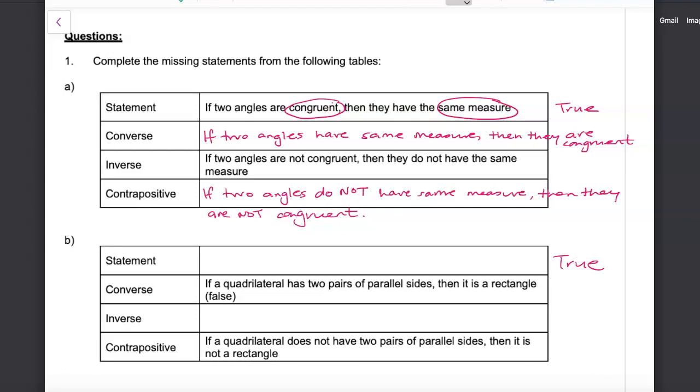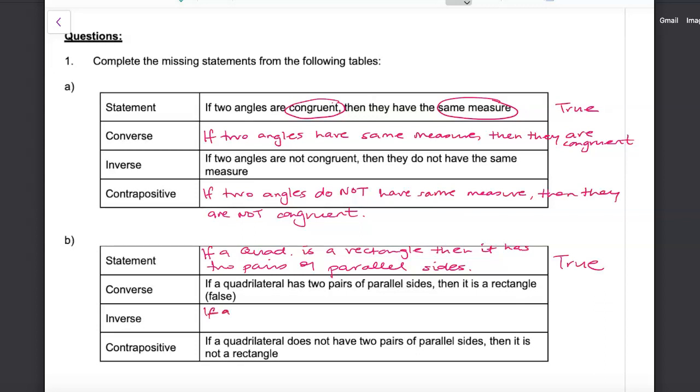So the initial statement would be the flip of that. So it must have been if a quadrilateral, I'm just going to simplify this, is a rectangle, then it has two pairs of parallel sides. And we need to check that this statement we've got is true. If a quadrilateral is a rectangle, then it has two pairs of parallel sides. Yes, it's true.